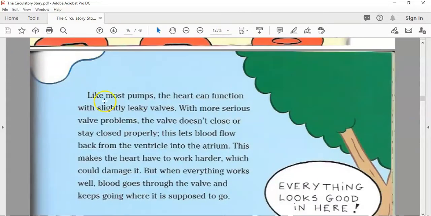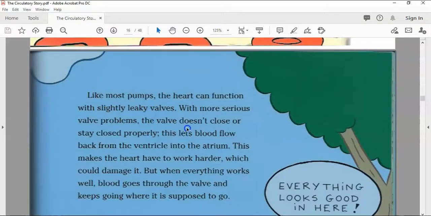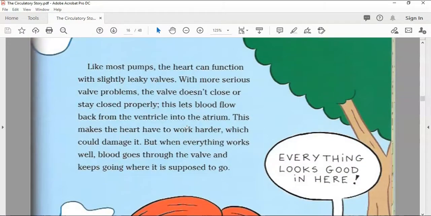Like most pumps, the heart can function with slightly leaky valves. What does it mean by leaky? That means that maybe a little bit can come out, right? So yes, kind of like when you close a door and underneath you could still feel maybe like a little breeze of air. It's fine.